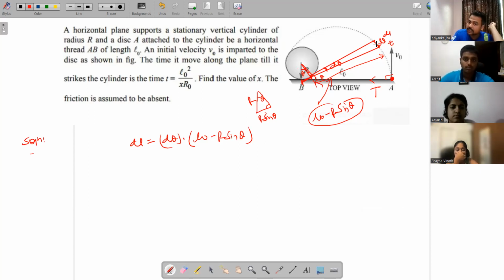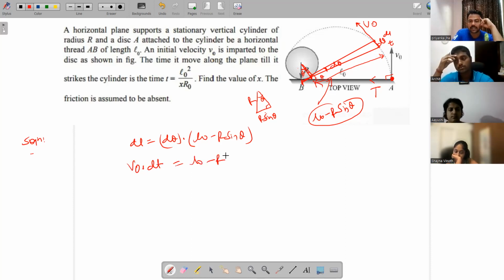Now this velocity is v naught. And this v naught is constant because there is no force acting along this velocity. There is no friction, so it will remain constant. So this dl can be written as speed into time. Time is dt. That is, L naught minus R sine theta into d theta. Just integrate this. Initially it was at rest, so from 0 to t, the total time it will take.